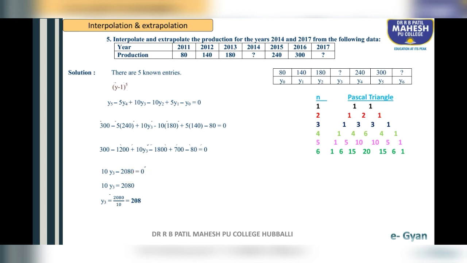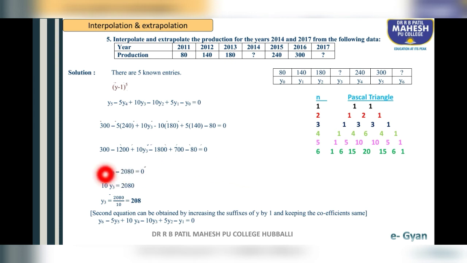Students, to find the missing value of y6, write the second equation. How to write the second equation? The second equation can be obtained by increasing the suffixes of y by 1 and keeping the coefficients the same. So increase the y value by 1. y5 becomes y6, minus 5 into y4 becomes y5, plus 10 into y3 becomes y4, minus 10 into y2 becomes y3, plus 5 into y1 becomes y2, minus y0 becomes y1, is equal to 0.